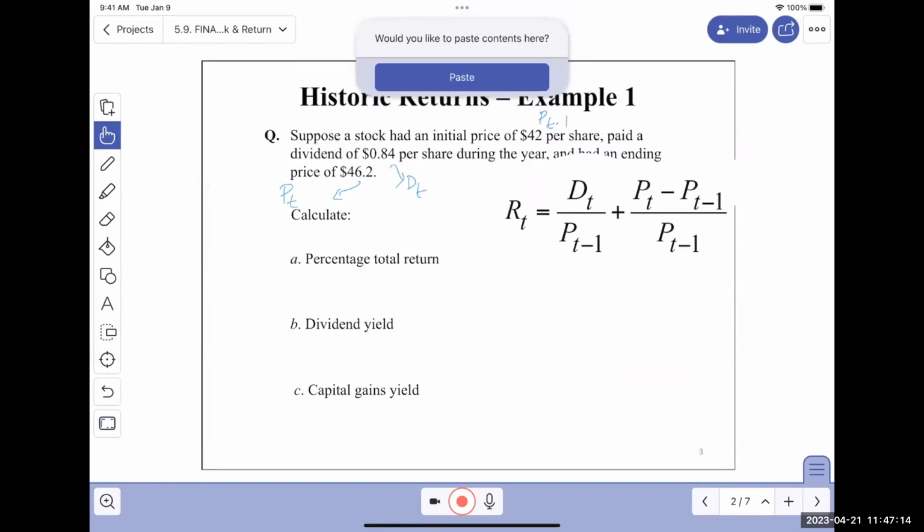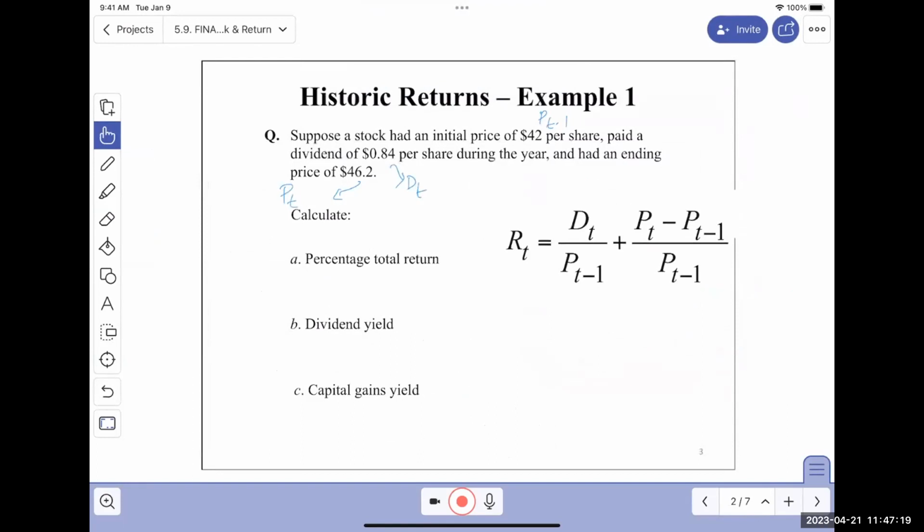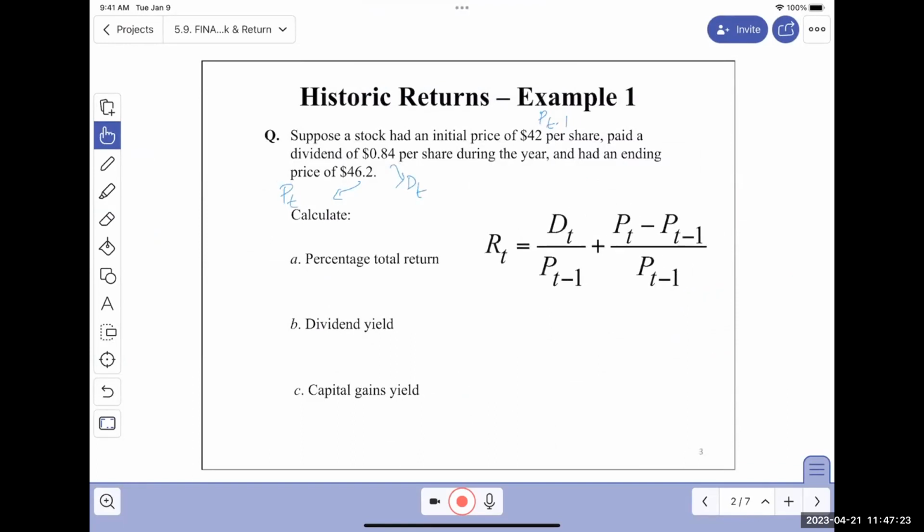With that information, I'll carry the model over. Calculate the total percentage return, and then separate it into dividend yield and capital gains yield.